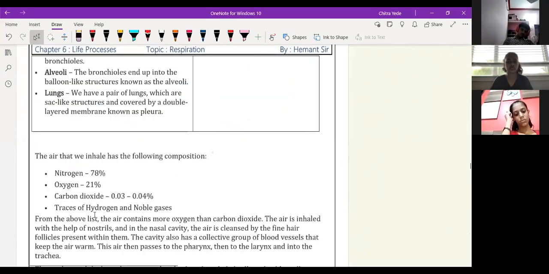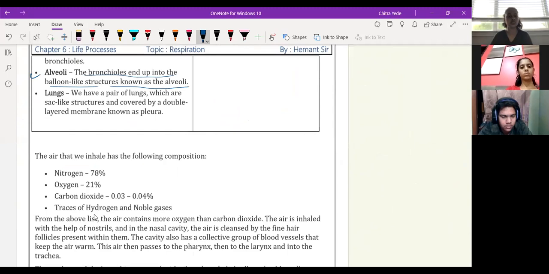Now we have the alveoli. The bronchioles end in balloon-like structures known as alveoli, which we have already discussed. Inside the alveoli, a network of many blood capillaries is present, and in those capillaries the gaseous exchange of oxygen and carbon dioxide takes place. Then we have the last part of the respiratory tract, called the lung.